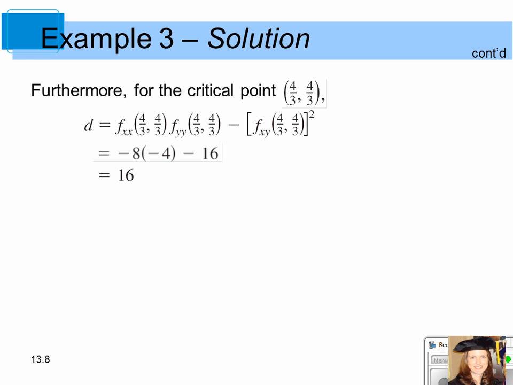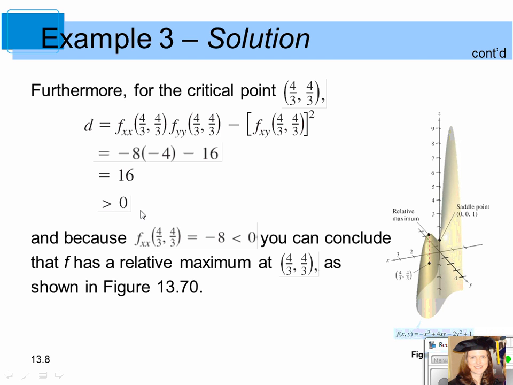All right, since the d is positive, it's greater than 0, and the second derivative with respect to x is negative. Think about this. Its concavity is negative, so it's concave down. We can say that it is a relative maximum at the point 4/3, 4/3. So this picture is showing the surface. We have the saddle point at 0, 0, and the relative maximum at 4/3, 4/3.